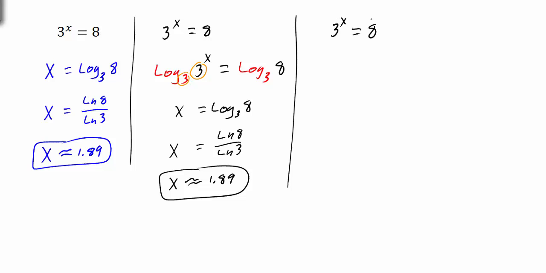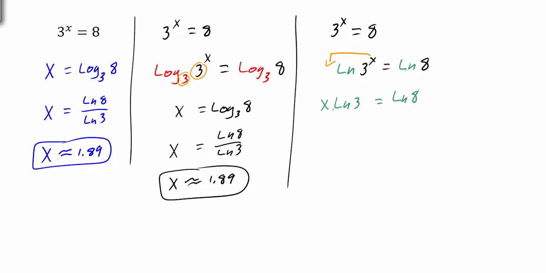And if we look at one final technique here, and that is taking the natural log of both sides. So if we take the natural log of 3 to the x equals the natural log of 8. Once again, this allows us to take this exponent of x and move it out front. So if we do that, we'll end up with x times the natural log of 3.